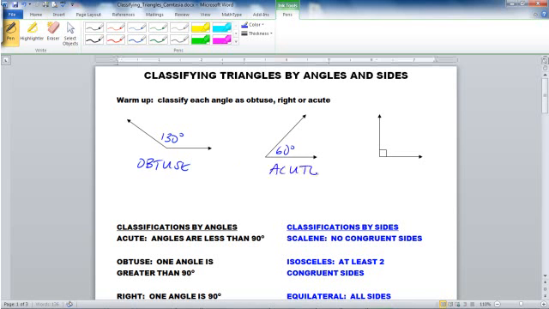this is acute, and this is right. And there. Remember, obtuse is greater than 90 and less than 180. Acute is greater than 0 and less than 90. And then right is obviously 90 degrees, because that'll become important later when we start classifying triangles by their angle measures.